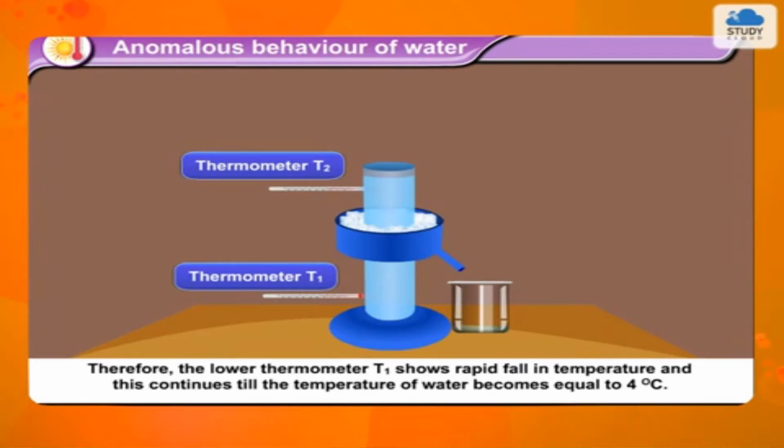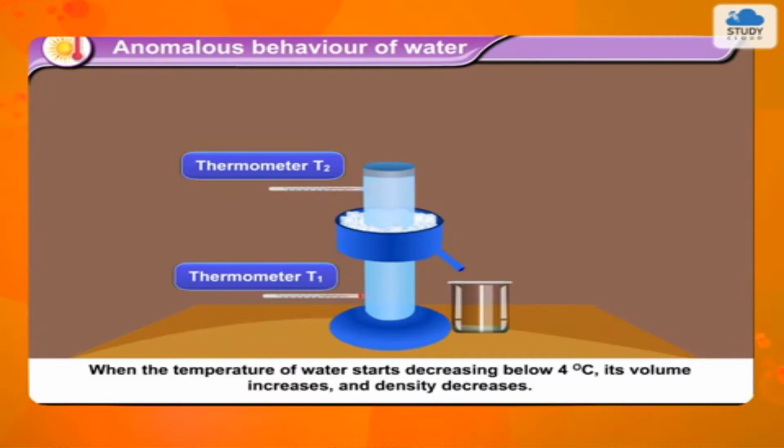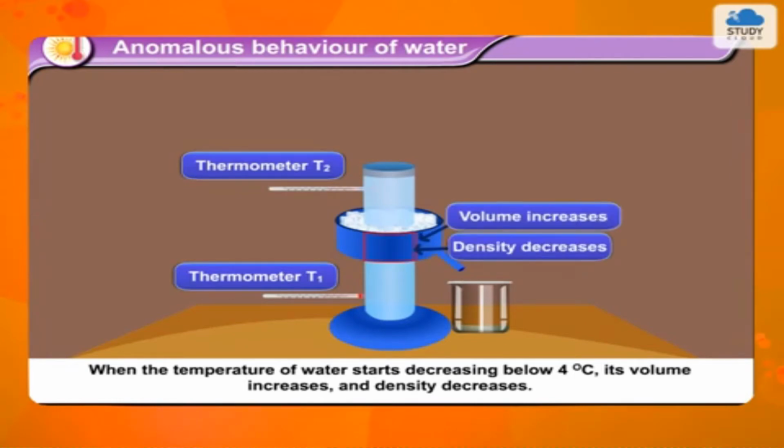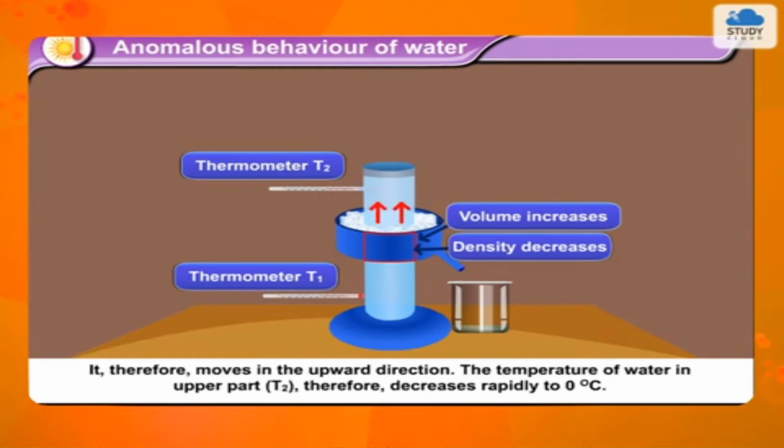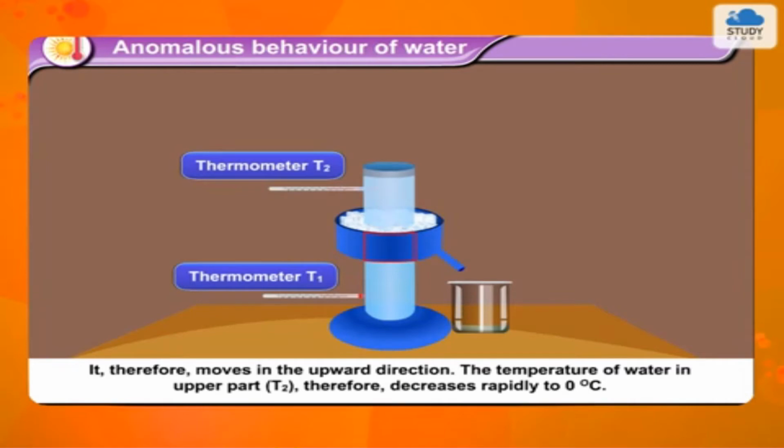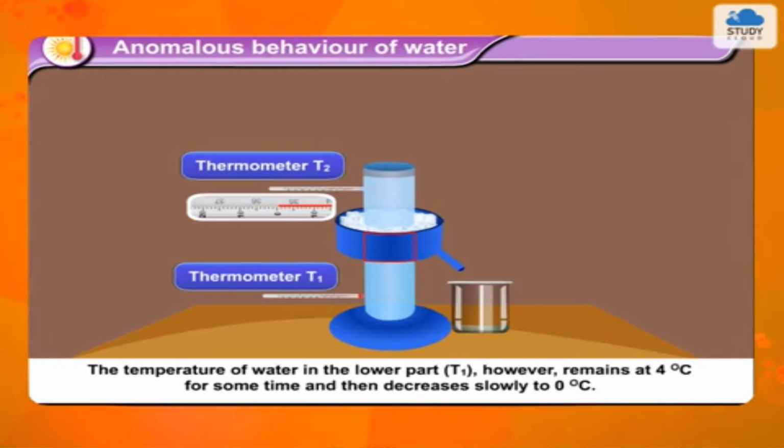to 4 degrees Celsius. When the temperature of water starts decreasing below 4 degrees Celsius, its volume increases and density decreases. It therefore moves in the upward direction. The temperature of water in the upper part T2 therefore decreases rapidly to 0 degrees Celsius. The temperature of water in the lower part T1, however, remains at 4 degrees Celsius for some time and then decreases slowly to 0 degrees Celsius.